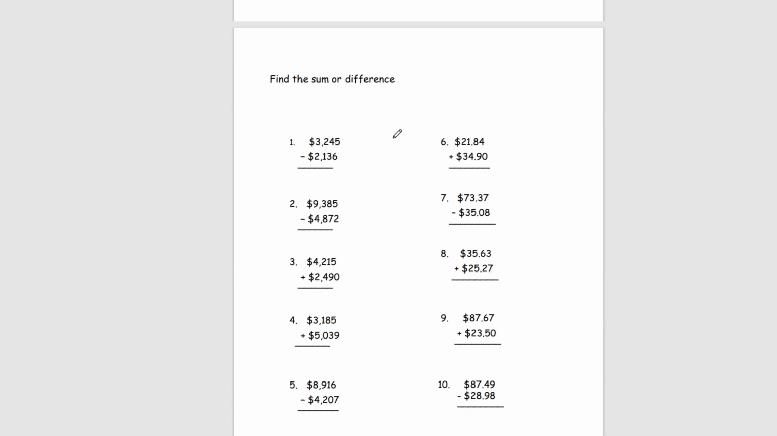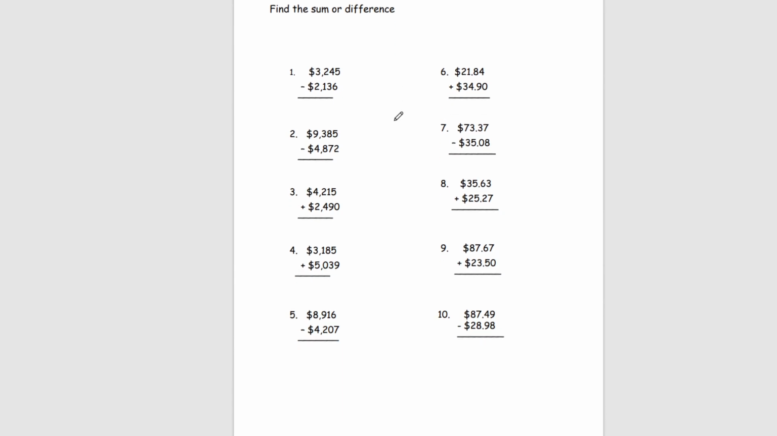Moving on, we have find the sum or difference. It's the same thing with money, we're just going to be subtracting. For number one, 5 minus 6 is not possible, so we borrow 1 from here, turn this into 3, this into 15. 15 minus 6 is 9, 3 minus 3 is 0, 2 minus 1 is 1, and 3 minus 2 is 1.